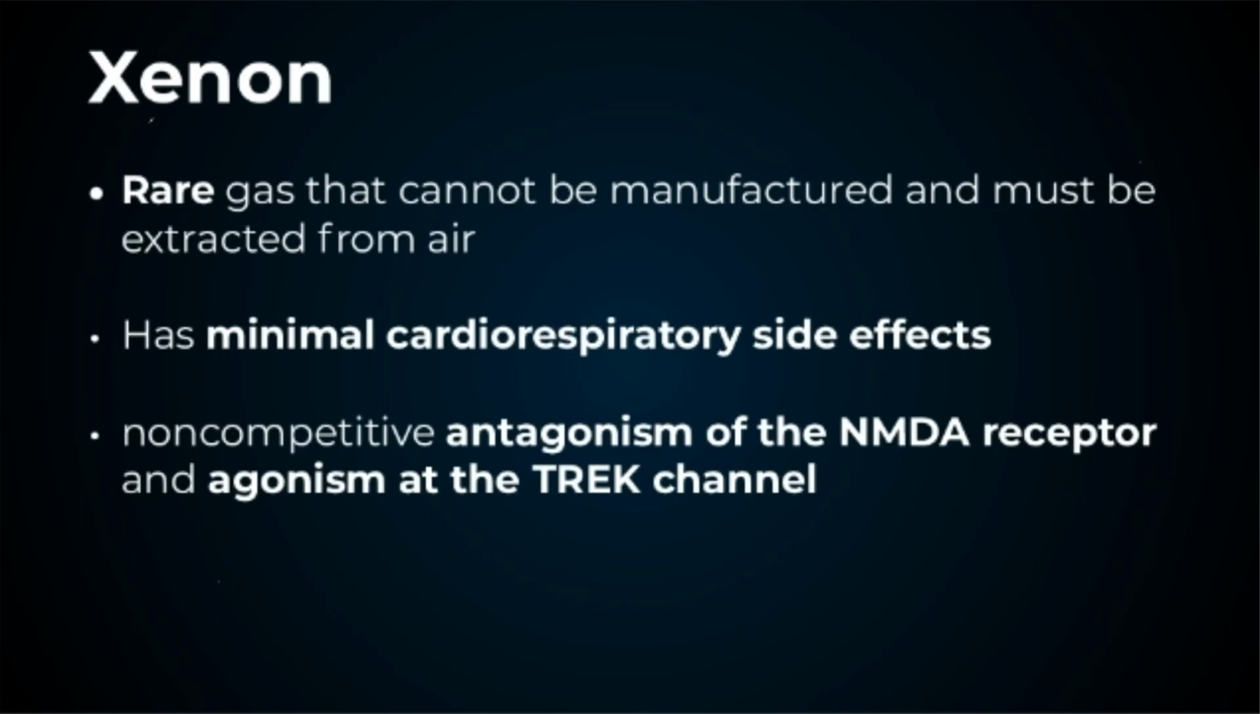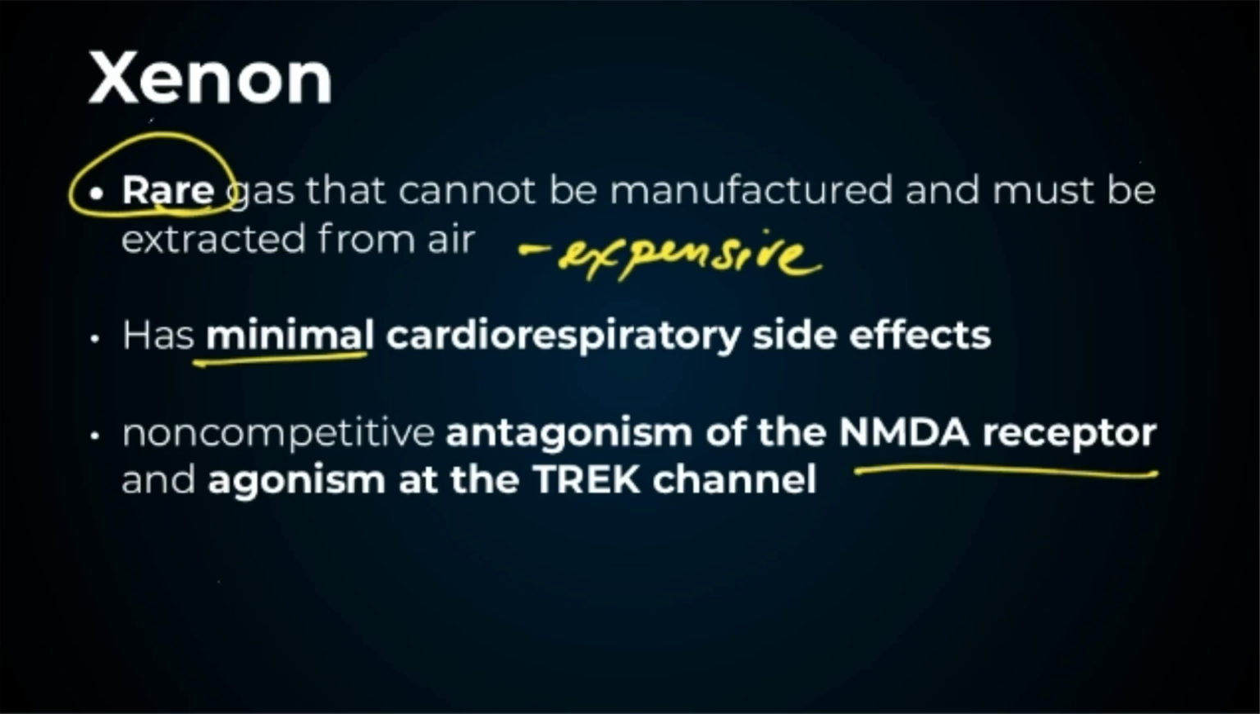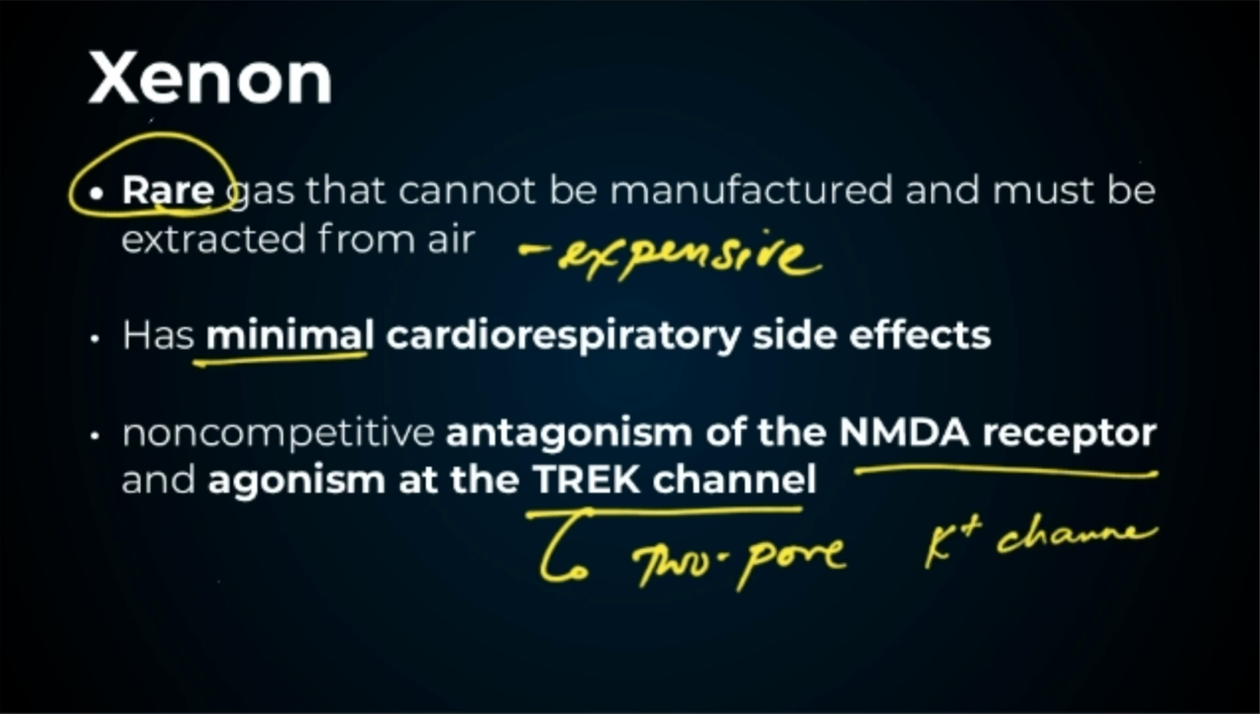Another gas used as anesthetic is xenon. However, it's a very rare gas that cannot be manufactured and it must be extracted from air. That's why it is very expensive. So this limits the use of xenon. It's a pity, because it has minimal cardiorespiratory side effects. Now, the analgesic and anesthetic effects are due to non-competitive antagonism of the NMDA receptor and agonism at the TREK channel. The TREK channel is a member of the 2P potassium channel family that we talked about earlier. So these are thought to be the central mechanisms of action of xenon.